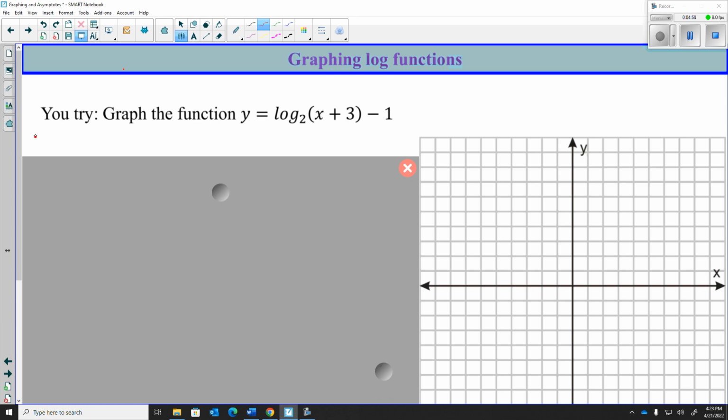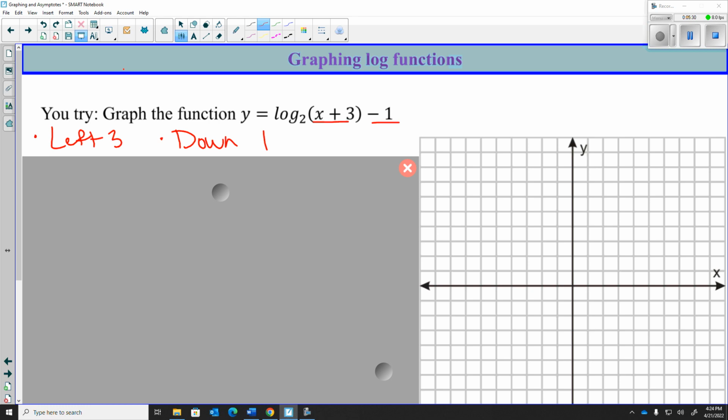Plus 3 on the inside, that means I'm going left 3, and then down 1 because of the -1 on the outside, right? So those are my two transformations, okay? For our purposes, guys, we're just going to use Desmos to graph these things. There is a roundabout way of doing this by hand, but we are not going to do that. Instead, we're going to graph using Desmos and then just say some things about what the graph looks like.